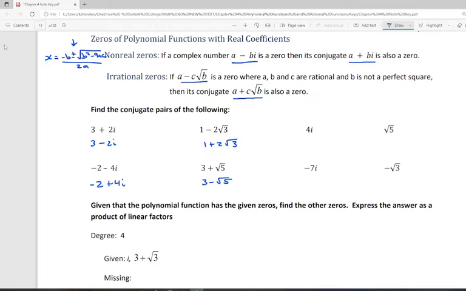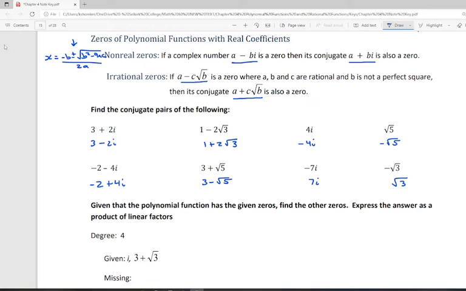Well, it still has to be plus or minus, right? Because even if the b was 0, then you still have plus or minus whatever's underneath the square root sign. So if you have a 4i, you will have a negative 4i. If you have a negative 7i, you will have a positive 7i. If you have a root 5, you'll have a negative root 5. And if you have a negative root 3, you'll have a positive root 3. Okay, so this will always happen.